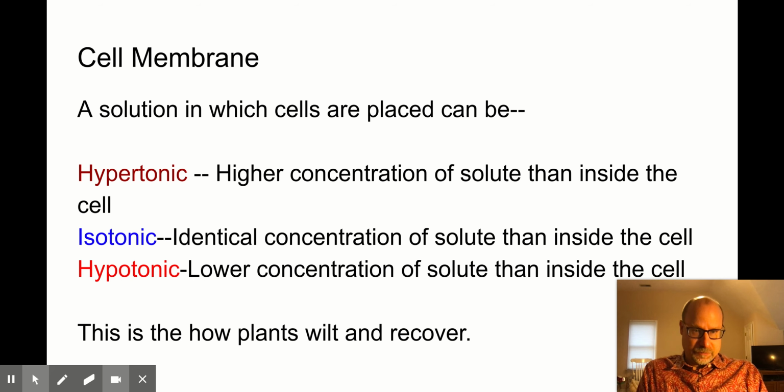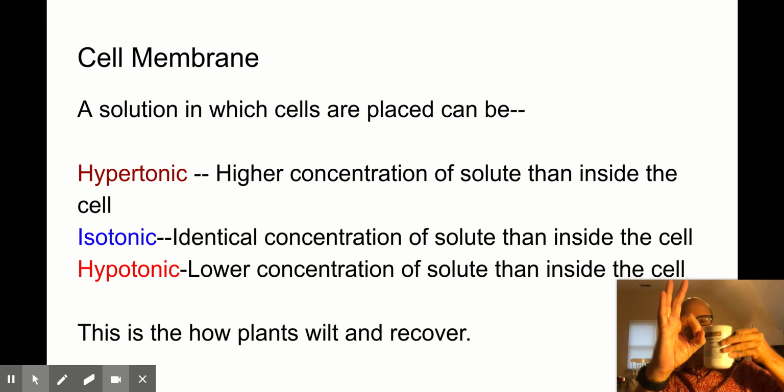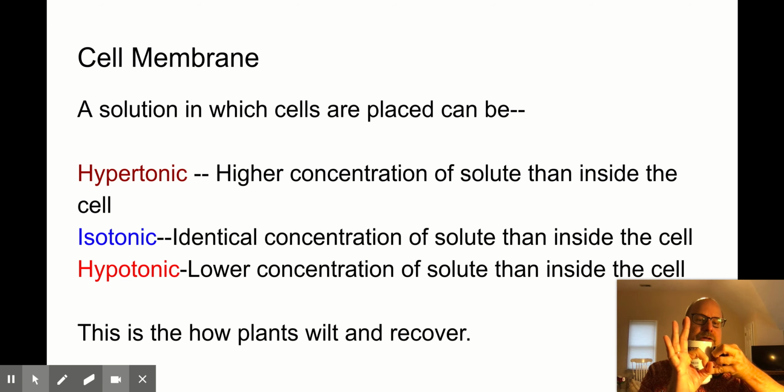There's something special about water going in and out of a cell. And it deals with this concept of things being hypertonic, isotonic, and hypotonic. Basically, what we have going on here is that there is a cell and there is a container of liquid. The cell gets put into the container of liquid.